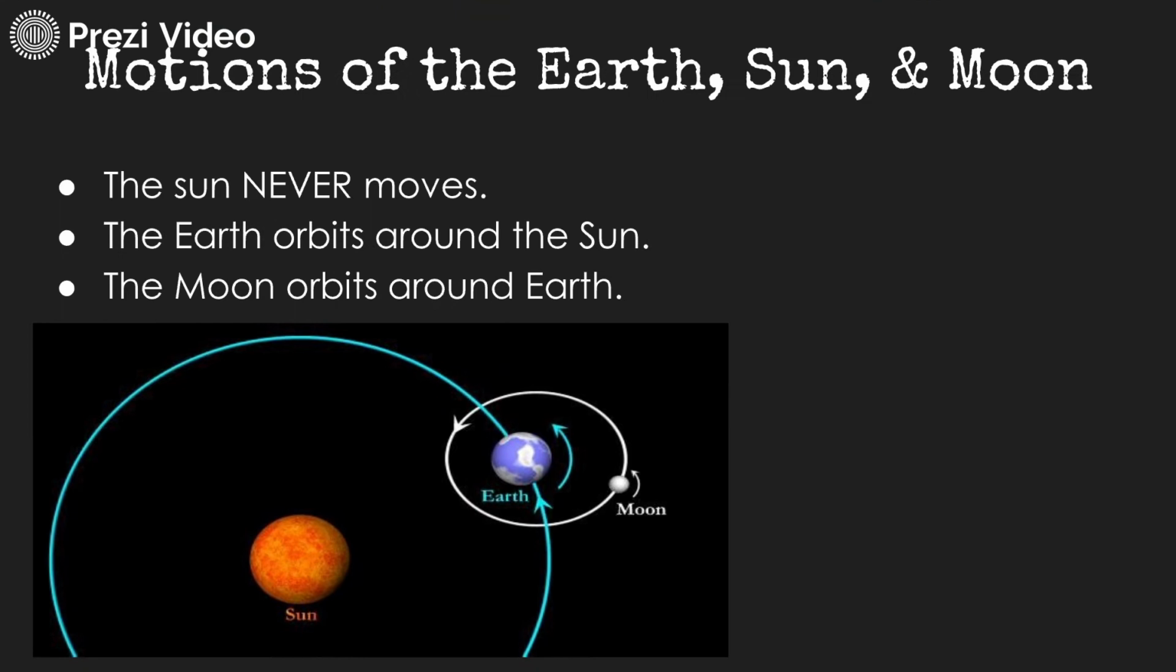And that does affect some parts of our seasons. As I said, we'll talk about that a little bit later, but it's important to know that the sun is the center of the universe, so it does not revolve, it does not move within our solar system. But the Earth orbits around the sun, the moon orbits around the Earth, as we can see in this picture here.